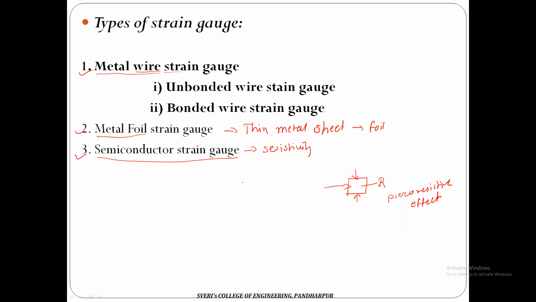It means that if a certain wire is considered with the help of this strain gauge, I say that this is the metal wire strain gauge. And in that metal wire strain gauge, again there are two types. One is the unbonded wire strain gauge and the other is the bonded wire strain gauge.